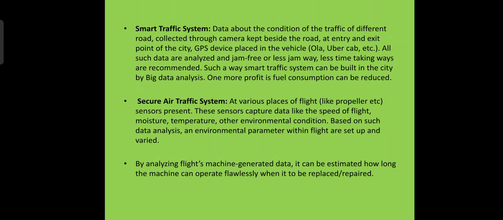So GPS will track from the Ola and Uber cabs, etc. All such data is analyzed to find jam-free or less jammed ways. These are the ways that take less time and are recommended, so a smarter traffic system can be built in this city. With big data, one more benefit is that fuel consumption can be reduced. So only with the help of big data can fuel consumption be reduced.